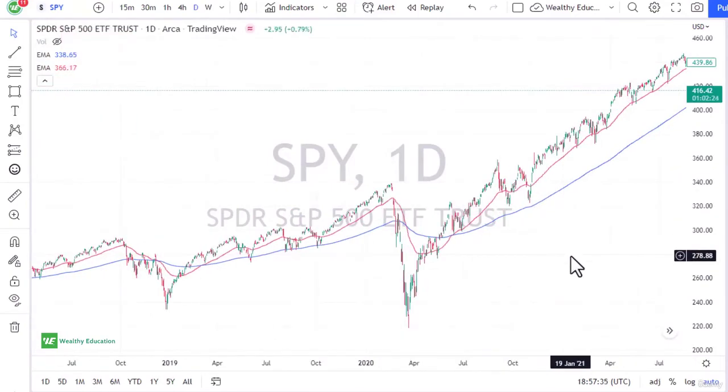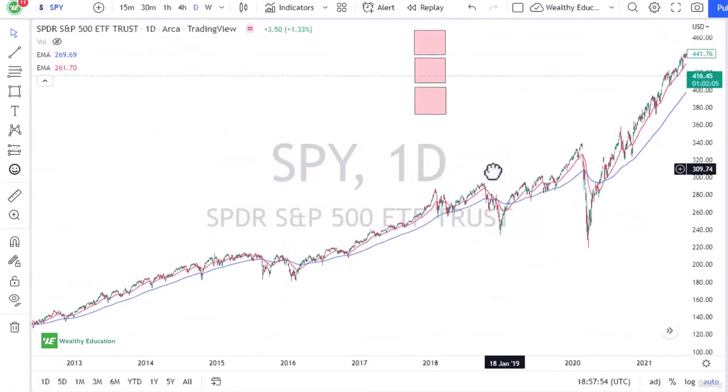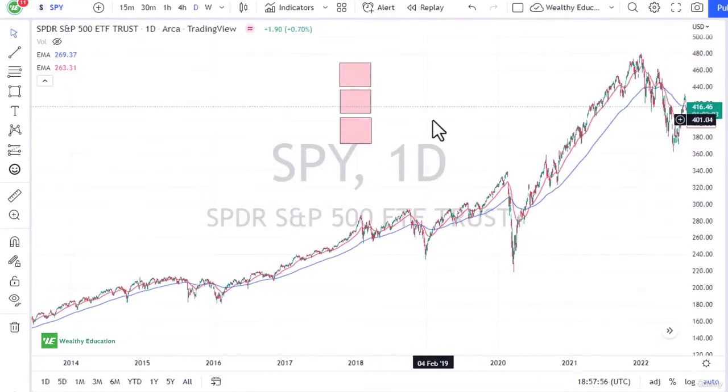These areas do tend to be predicated on large round numbers. So example, like $400, $200, 1.10, etc., etc. They don't have to be, but that's generally where you look for them first. So why did I draw these boxes?